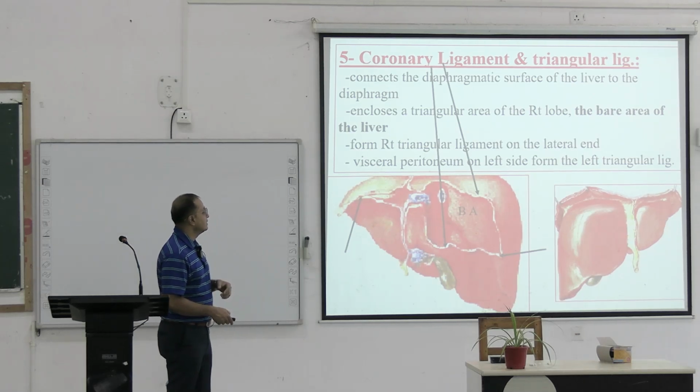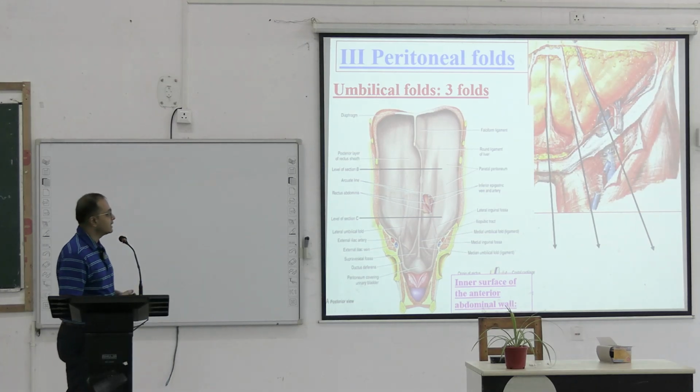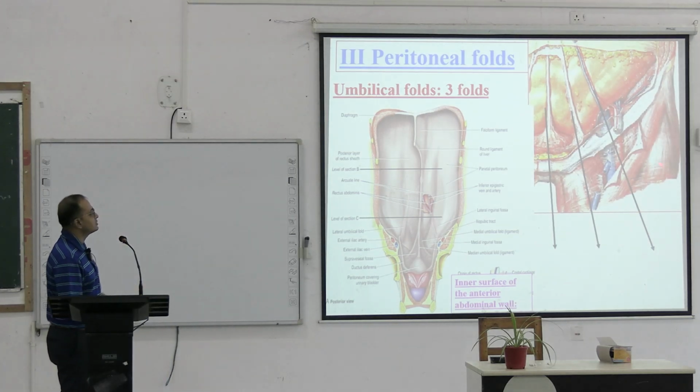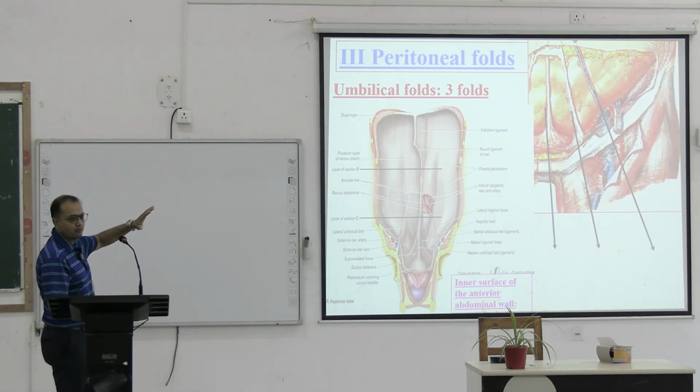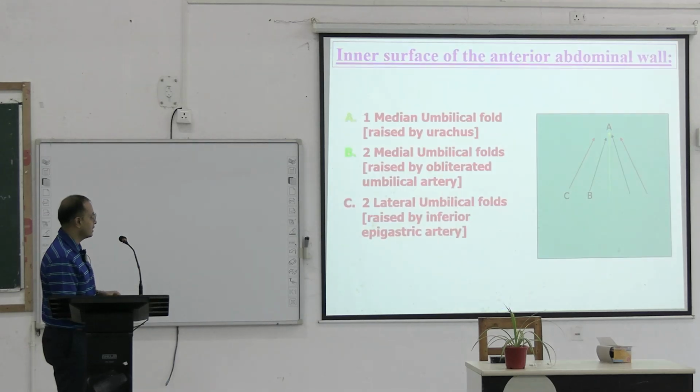Now coming to the other content, which is known as peritoneal folds. Peritoneal folds become very important because blood vessels run through them. This is visible if you open the abdomen and see from inside out. Under the anterior abdominal wall, we can see these folds: the median fold, the medial folds, and the lateral folds. We have three of them. We call them the median umbilical fold.